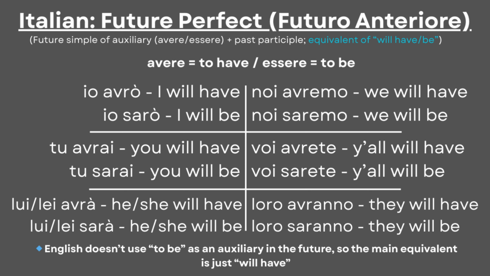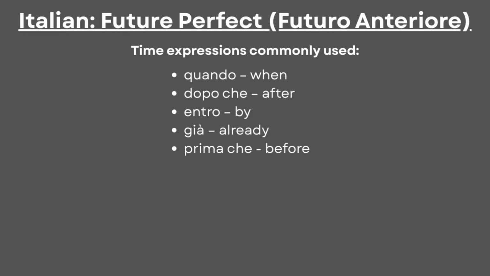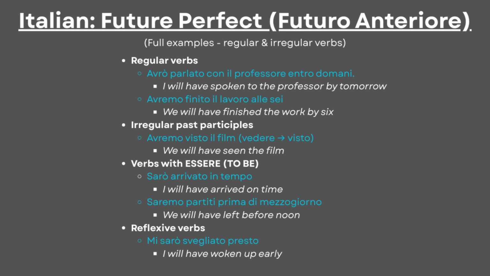The only thing to note is that the tense is best used with common time expressions like quando, dopo che, entro, già, prima che. The last phrase typically triggers the subjunctive in the second clause, which is a concept for a different video. After learning this final concept, we can see basic sentences with regular verbs, irregular participles, verbs with essere, and reflexive verbs. This way, the practice gives more realism with variety.